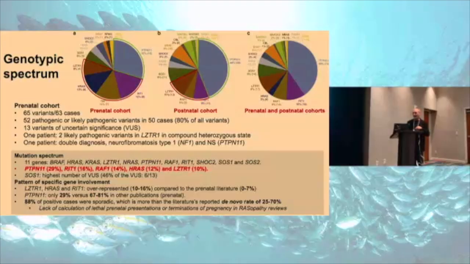The mutation spectrum encompassed 11 genes. The most commonly mutated genes were PTPN11, RIT1, RAF1, HRAS, and LZTR1. The mutation spectrum was very different from the one we find in postnatal RASopathies, with fewer mutations in PTPN11 and more mutations affecting RIT1, RAF1, HRAS, and LZTR1. SOS1 had the highest number of variants of unclassified significance.